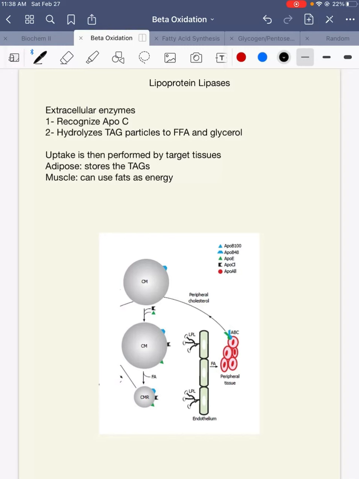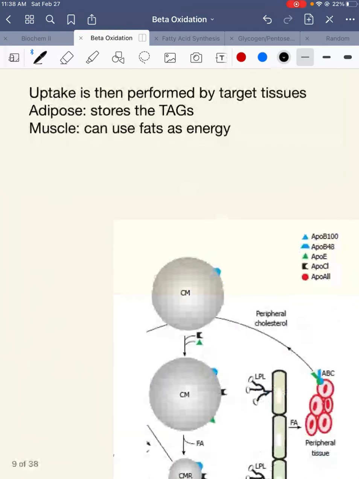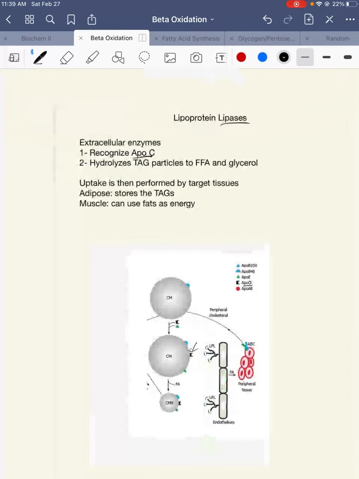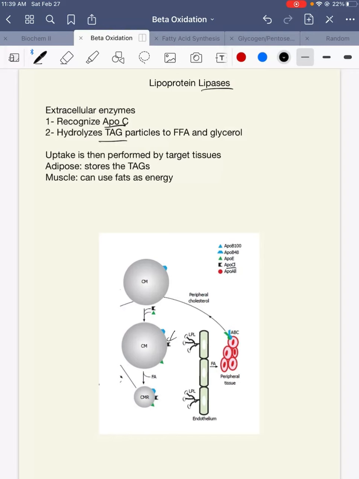So we said they can go into the liver, or they can be recognized by lipases. If they're recognized by lipases, the lipases will break them down. So apolipoproteins have this ApoC on their surface. So which one would it be? It would be this one on the picture. So they can recognize ApoC, and then they can hydrolyze TAG particles into free fatty acids and glycerol. Okay, and this is if they're circulating in the blood. This is not if they're sent to the liver tissue. So once they are recognized by lipases, we break them down into free fatty acids again and glycerol.